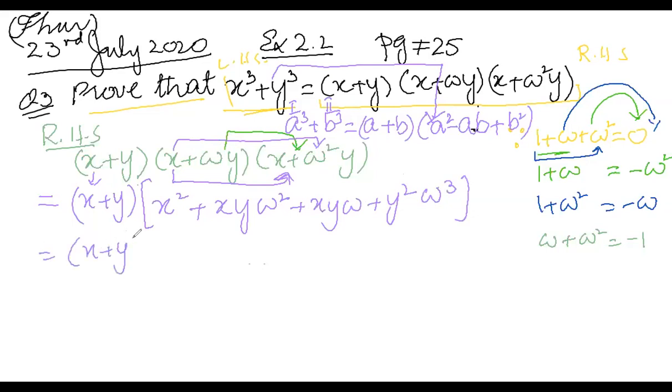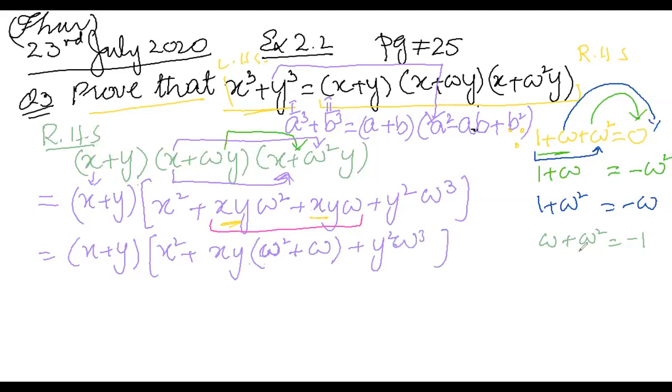Now x plus y we will write as it is. Here x square we will write as it is. Now from here, my dear student, we can take common. Why can we take common? What is the reason? You can see that xy and xy are lying in both the terms. So we can take xy as common. So we'll write it like this: xy, and then the uncommon values are omega square plus omega, then plus y square into this is omega cube.